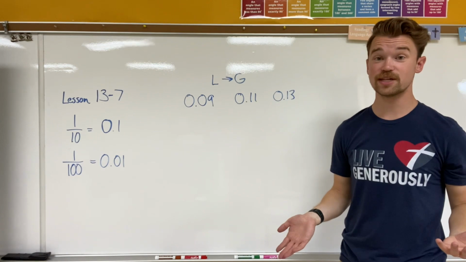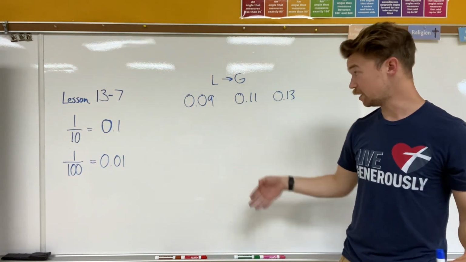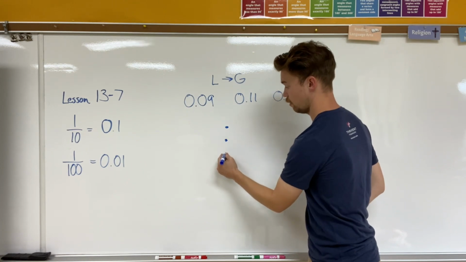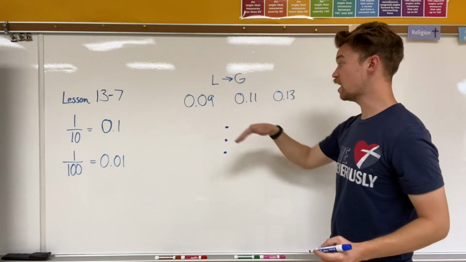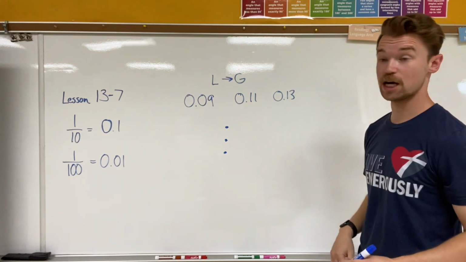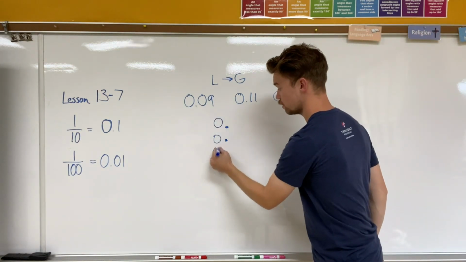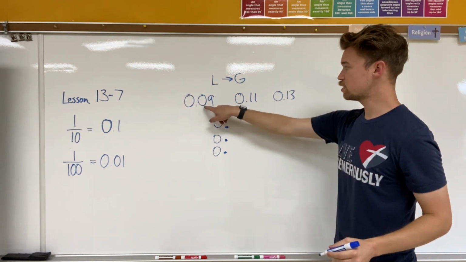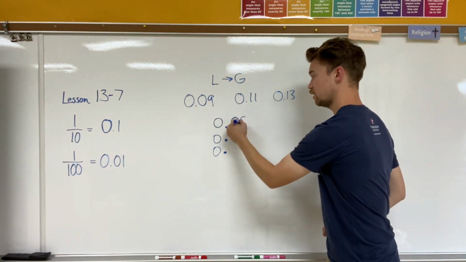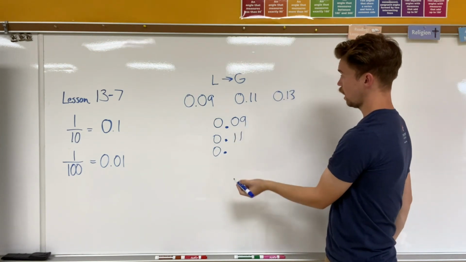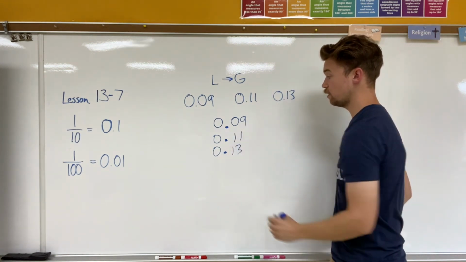Let's take a look at another example with slightly bigger numbers. Well, again, I'm going to have my decimal places all lined up. I have 9/100ths, 11/100ths, and 13/100ths. Well, they all have a 0 on the left-hand side, in the ones place. I noticed that 9/100ths has a 0 and a 9. I noticed that 11/100ths has 2 1s. And I noticed that 13/100ths has a 1 and a 3.